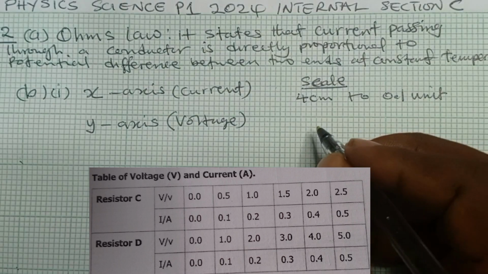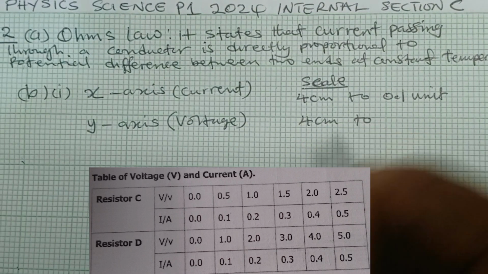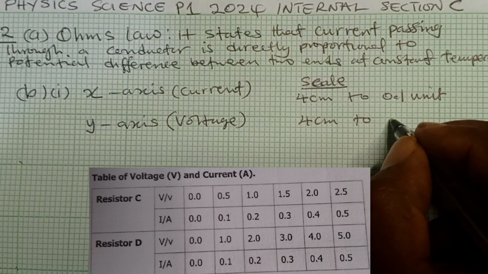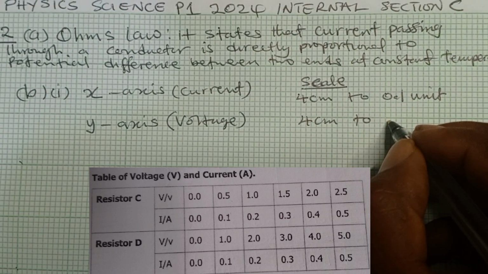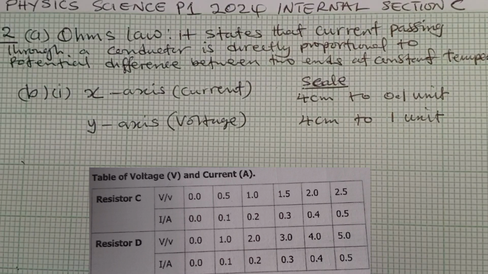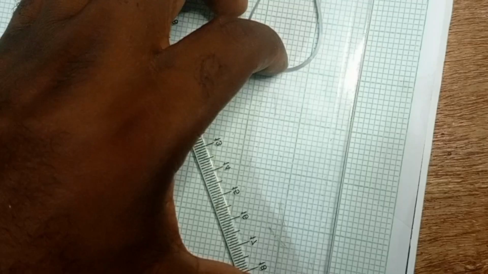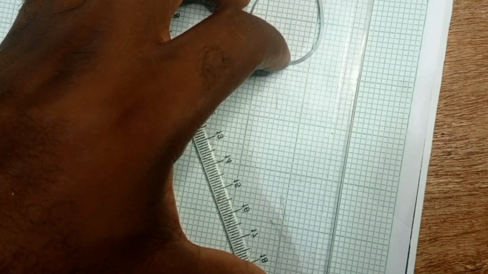For the y-axis, we can say 4 centimeters representing 1 unit. Our scale will be for the x-axis 4 centimeters to represent 0.1 unit, then for the y-axis 4 centimeters to 1 unit. Remember, that is for the x-axis.